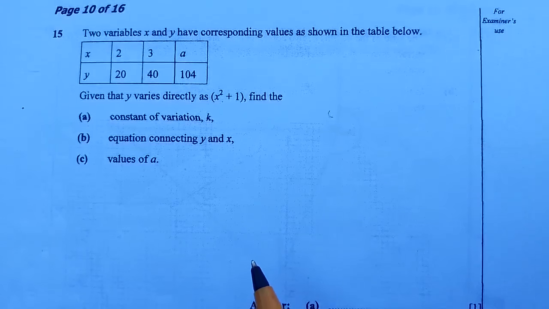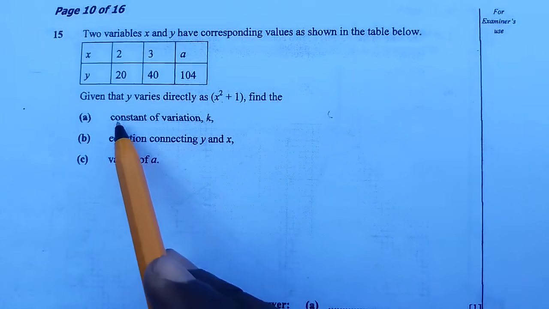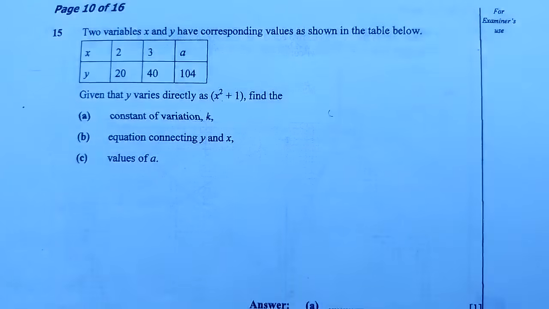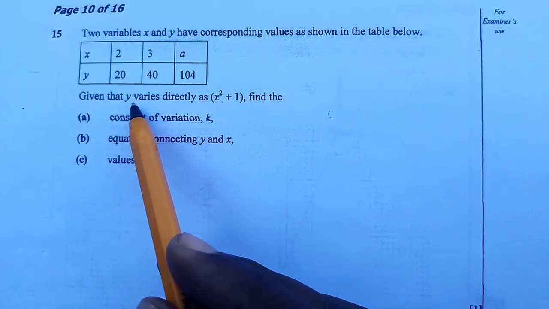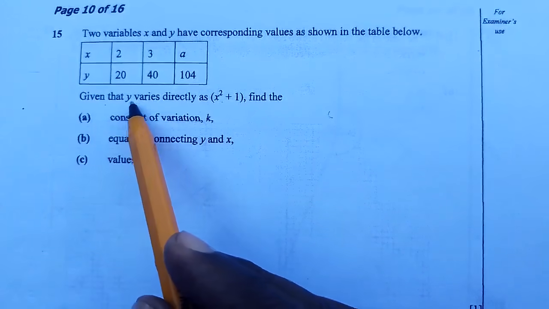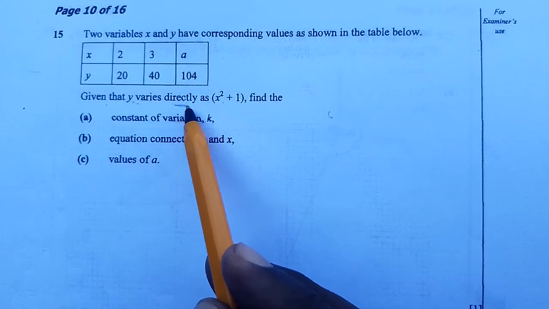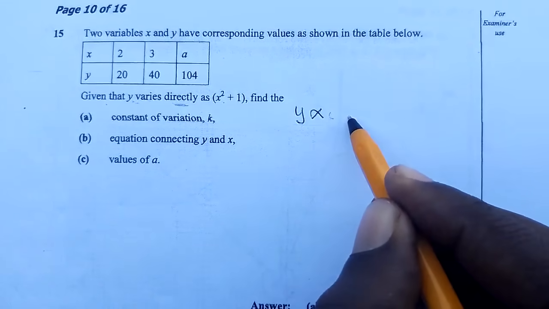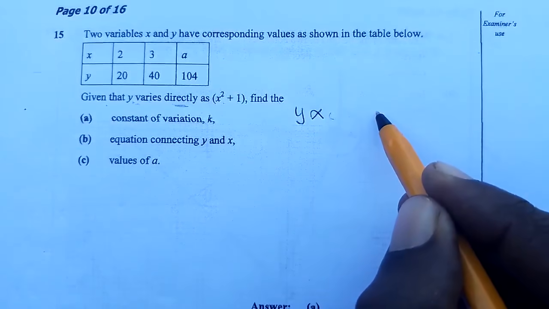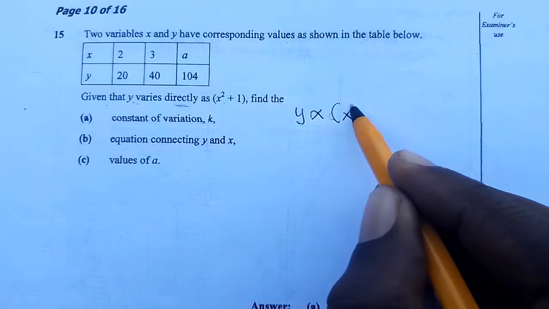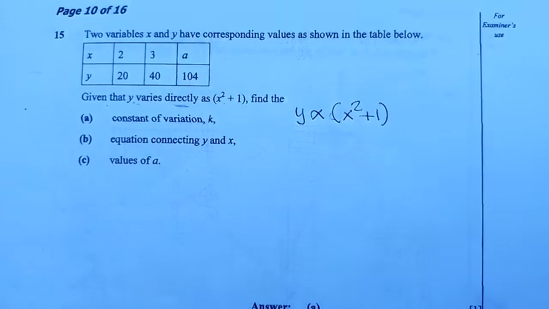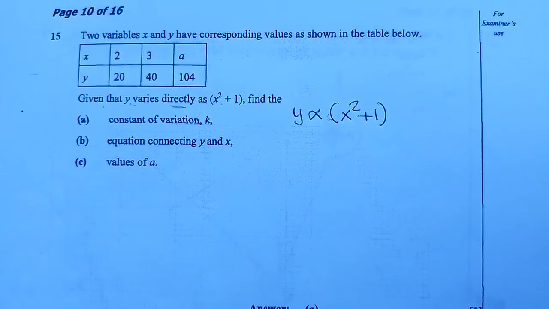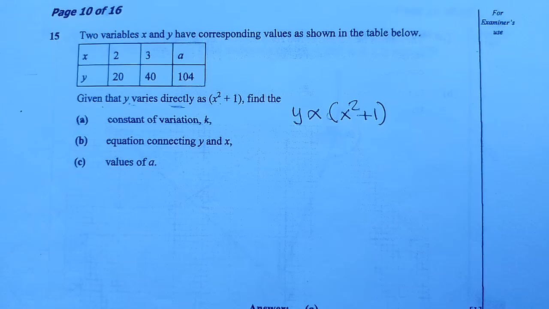So the first question we are told to find the what? The question is, given that y varies directly as x squared plus 1. This is what you are given. First thing, you understand the statement. It varies directly, so it is varying directly.